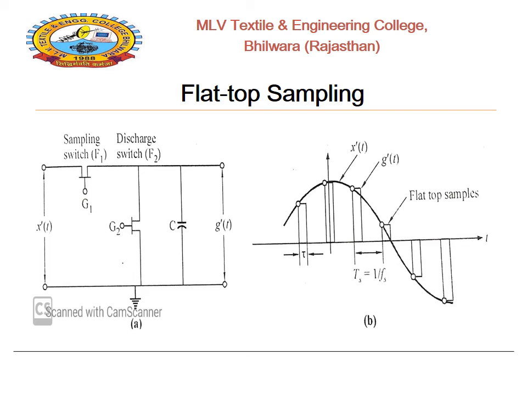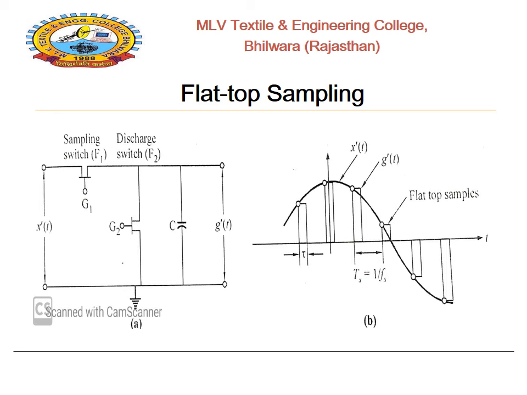where there are two switches, G1 and G2. G1 is the sampling switch, G2 is the discharge switch, and these two switches are connected in parallel with the capacitor C, and the output is g dash of t. X dash of t, the input, is a continuous time signal, and g dash of t is a flat top sampled form of x dash of t.